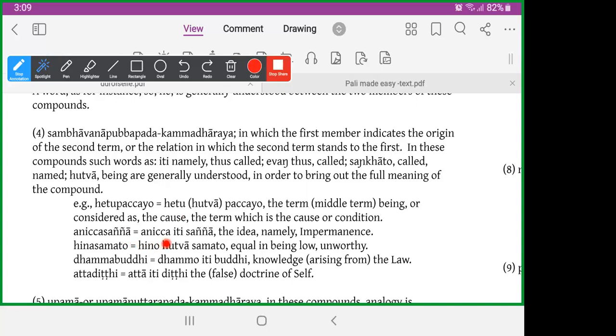Anicca sanya. Anicca sanya iti sanya, the idea, namely impermanence. Hina samato, hino hutwa samato, poor, in being low and unworthy. Dhamma buddhi, dhammo iti buddhi, knowledge arising from the law. Atta ditti, atta iti ditti, the doctrine of self. Okay. So after you finish reading, do you understand?